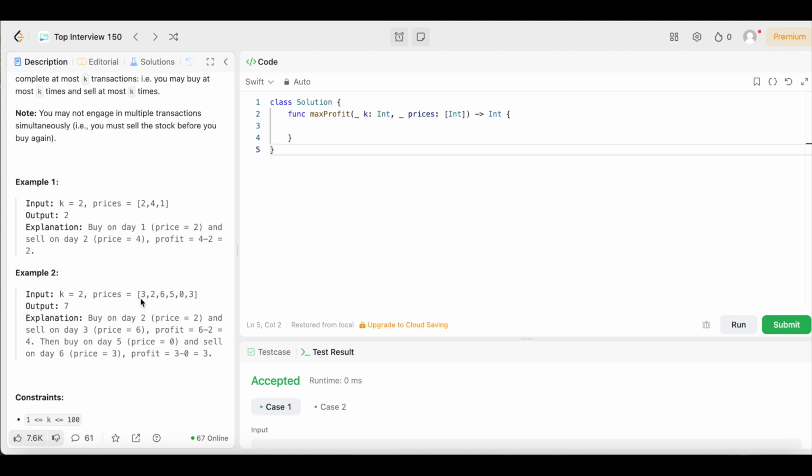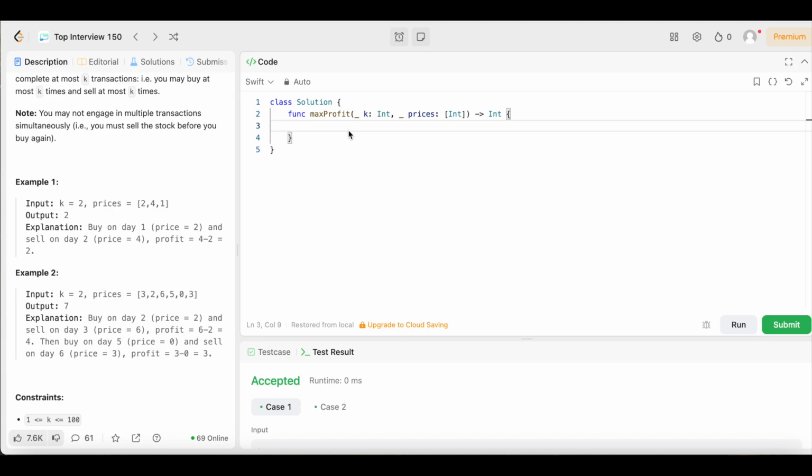So once again, we come right here on day 2 and we buy here. Then we can sell on day 3, right here at 6. So right here we buy here and sell here. That gives us a profit of $4. Then we come down here and we buy again at 0, and then we sell again at 3. That gives us a profit of $3, and altogether our output is 7.